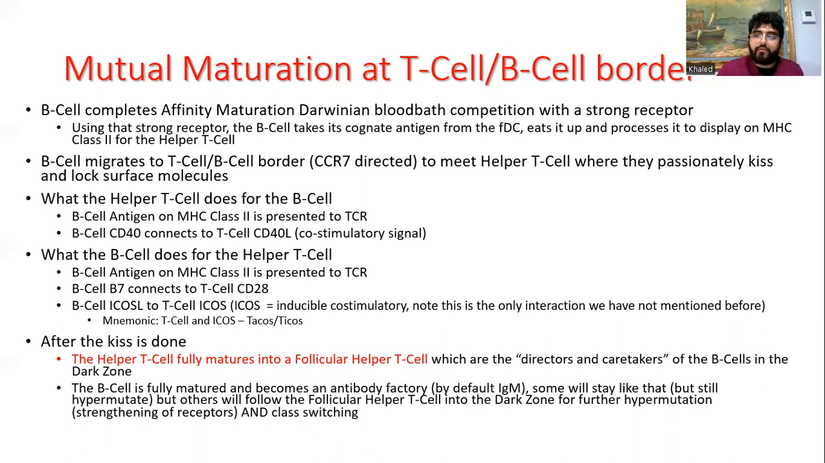Now you have a formal follicular helper T cell produced from this mutual maturation process. And what happens to the B cell? Well, it becomes fully mature. It already came into this whole love affair with a strong antigen binding capacity because of the hypermutation.